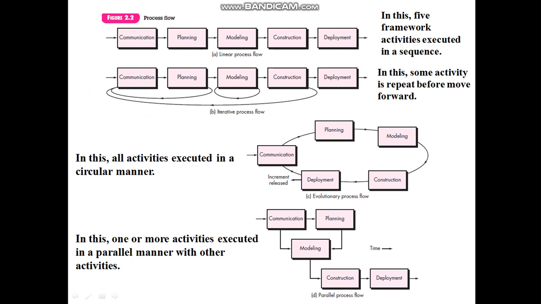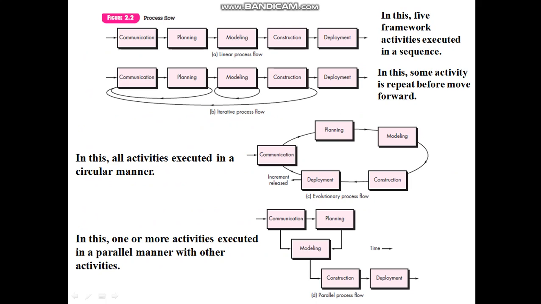Then this is the process flow. The very first is the linear process flow. In this there are 5 framework activities: communication, planning, modeling, construction and deployment, and all 5 framework activities are executed in sequence. Then next is the iterative process flow. In this the activities are repeated before moving forward. Then the evolutionary process flow, which means all the activities are executed in a circular manner.